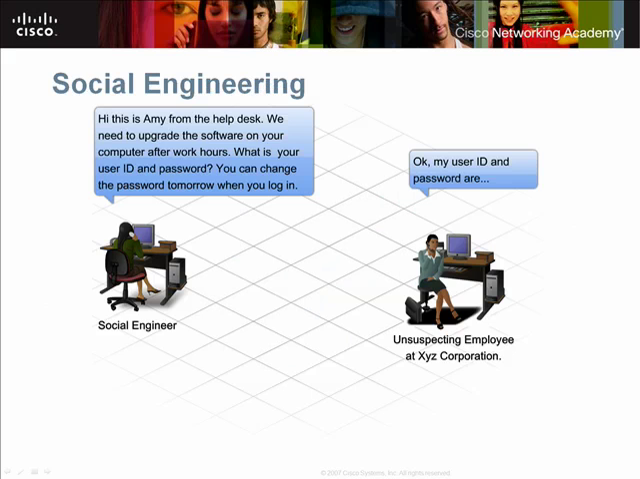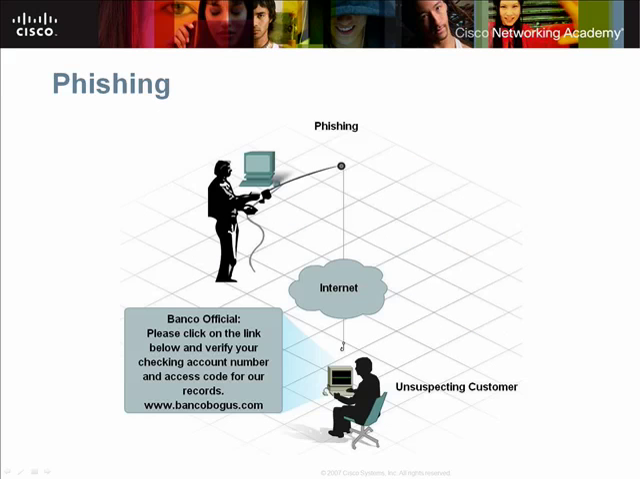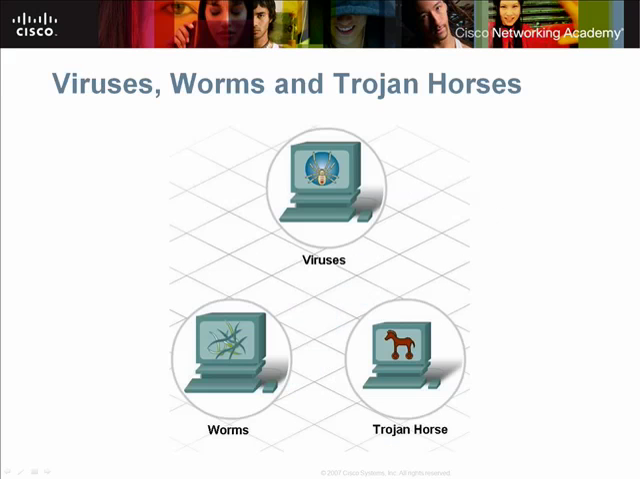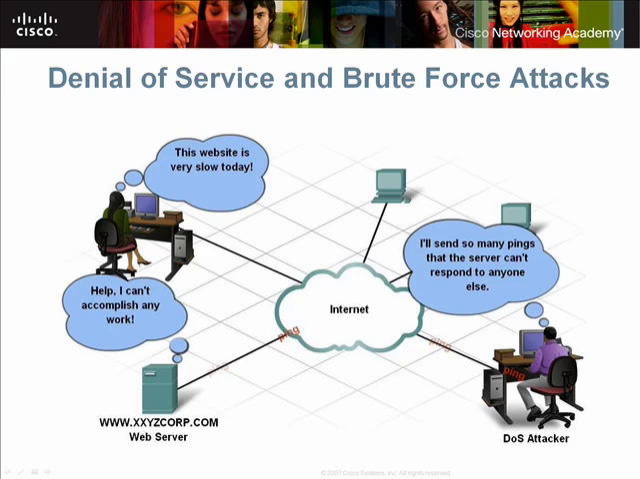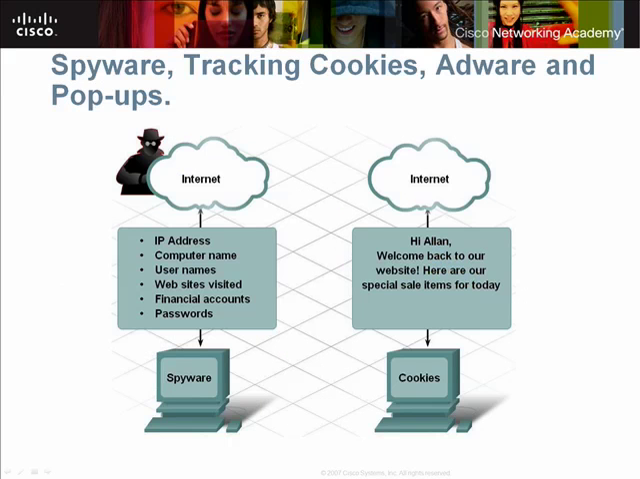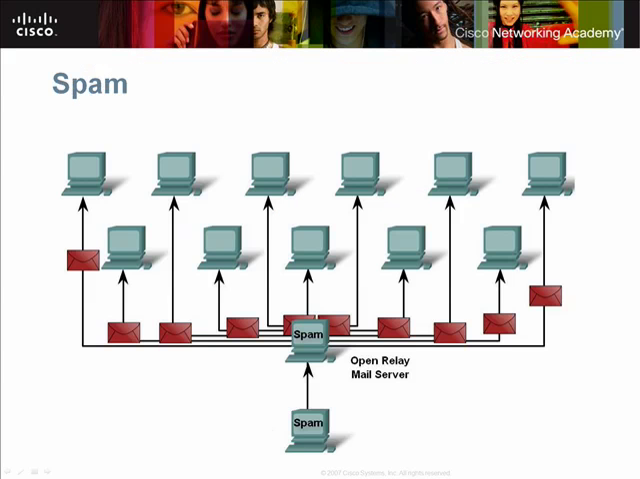There are many types of network attacks that are designed to steal information, destroy or manipulate data, disrupt services, or steal one's identity. The details of such attacks are well beyond the scope of this presentation. However, you should take time to research the following attacks in order to better prepare for defending against them. The attacks that you should be familiar with include social engineering, phishing, viruses, worms, and Trojan horses, denial of service and brute force attacks, spyware, tracking cookies, adware and pop-ups, and spam.